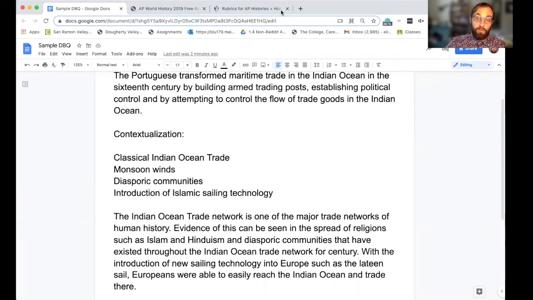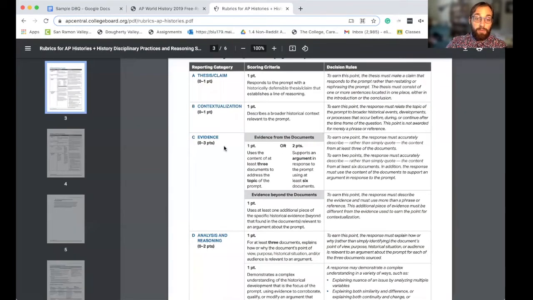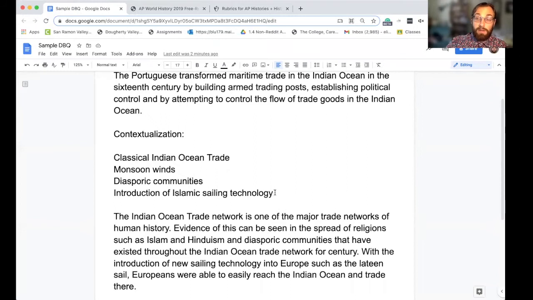All right, so when we go back and look at the rubric, we've got our thesis point down and our context point down. So just 2 more to go. The next one we're going to go for is the evidence part 1, uses the contents of 3 documents to address the topic of the prompt. Now, the decision rules basically state that the response must accurately describe the contents of at least 3 of the documents. So now we're at the part where we'd actually have to go ahead and read the documents.